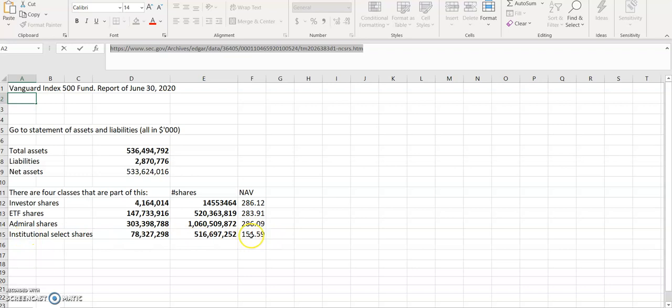So they will all have different starting points. But their return movements will be highly correlated, even though the net asset value per share might be different. So this is basically how you can calculate the NAV. Identify the total net assets, net of liabilities, divided by the number of shares outstanding, and you will get the NAV per share, net asset value per share.